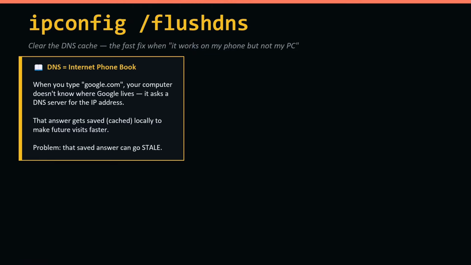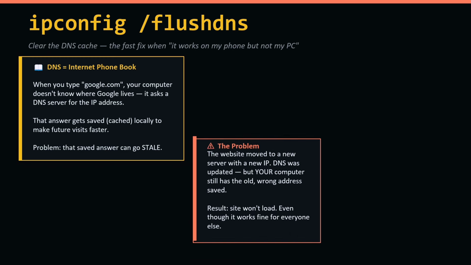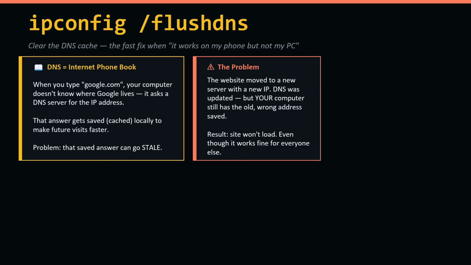For those who don't know, DNS is basically the internet's phone book. When you type a website address, your computer asks a DNS server for the IP address behind that name. To speed things up, your computer saves the answer locally, and that is called the DNS cache. And here's the problem. That saved answer can go stale.